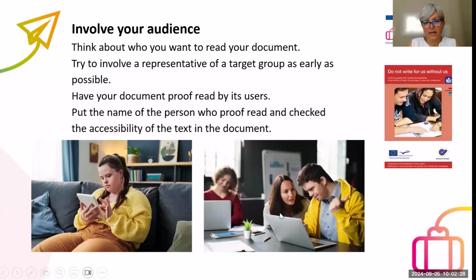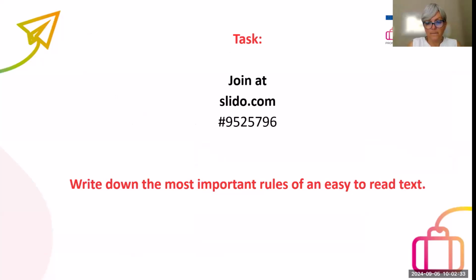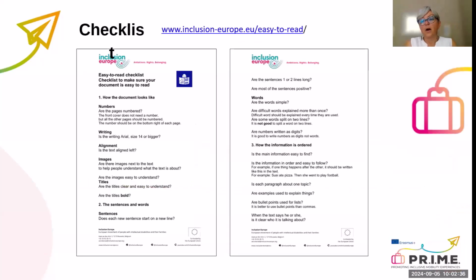I will get back to the presentation for the last minutes. On the Inclusion Europe website, you have a checklist. So if you are working on an easy to read text and you are not sure if you have done it properly, if you have done it correctly, you may go to the Inclusion Europe website and check it with the checklist if everything is okay.